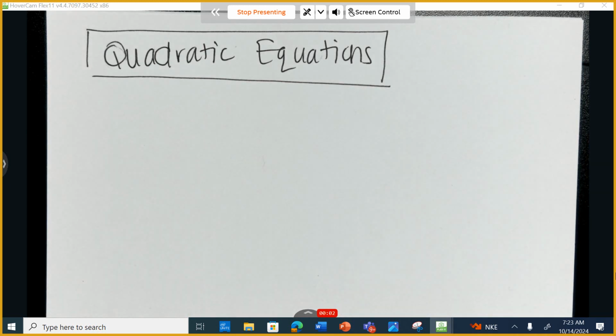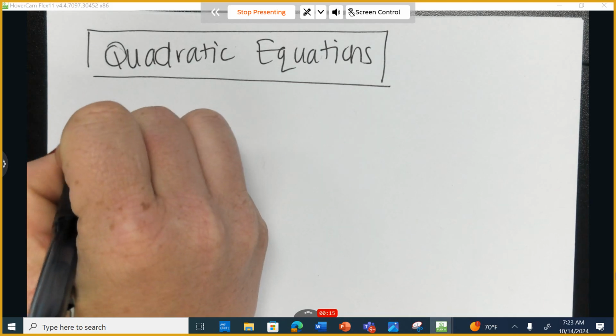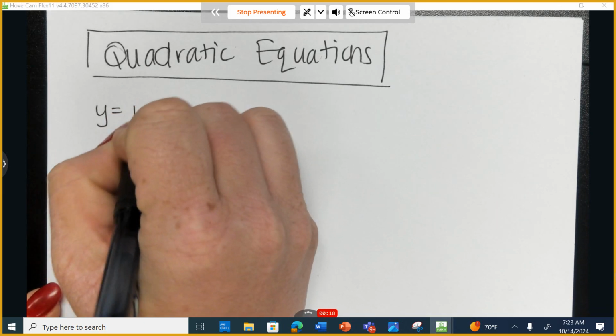In Algebra 1-2, you learn about quadratic equations and how they create the shapes of a parabola. And today we're going to talk about those quadratic equations and how we can rewrite an equation that's in standard form. So please write down example 1. We're going to start off with an Algebra 1-2 question.